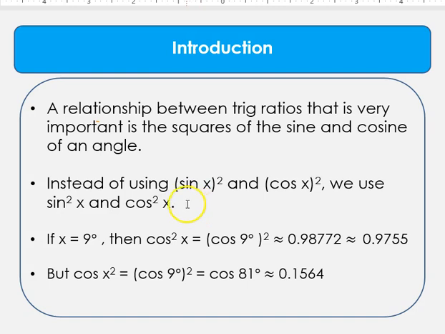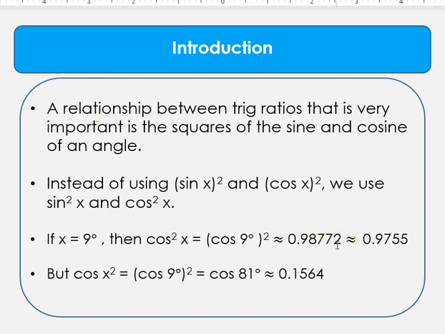So you need to have this in your notes right away. You will not do the form where you're doing sine 30 and then squaring it. And you'll see that as we're working along in the problems. Here's an example. If x equals 9 degrees, then in the format that we want to use, we would say cosine squared x. So it'd be cosine 9 degrees, and I know this is going to be strange, squared.